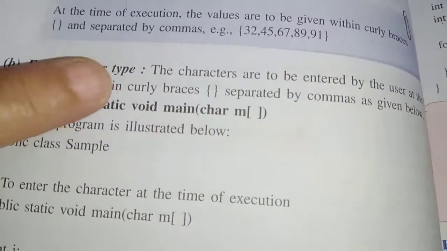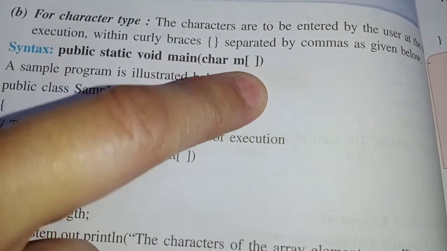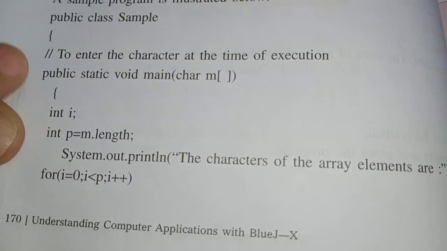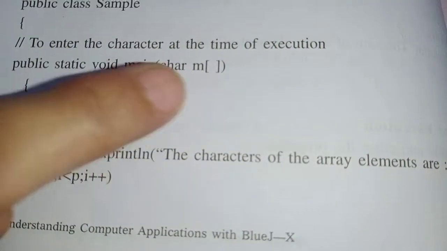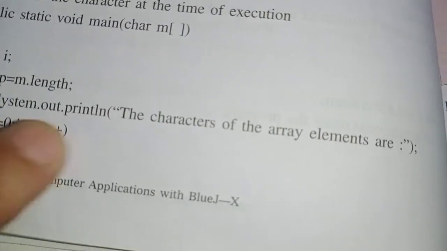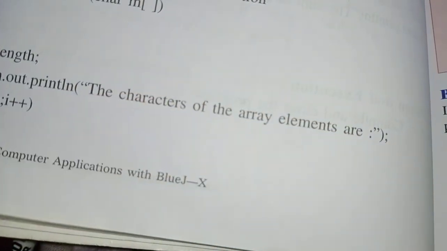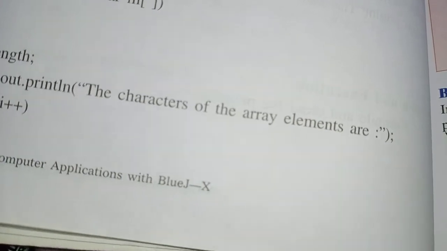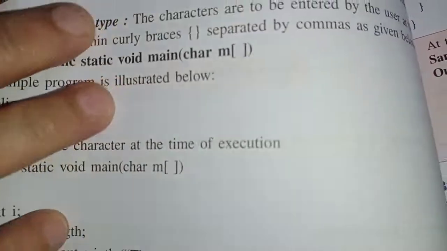Same way for character type, public static void main char m[]. One sample program is given here. In it, public class sample, public static void main char m[], int i, then calculate the length of this array. In this program we will display the characters that you enter at runtime. So for i equal to 0, i less than p, i plus plus.